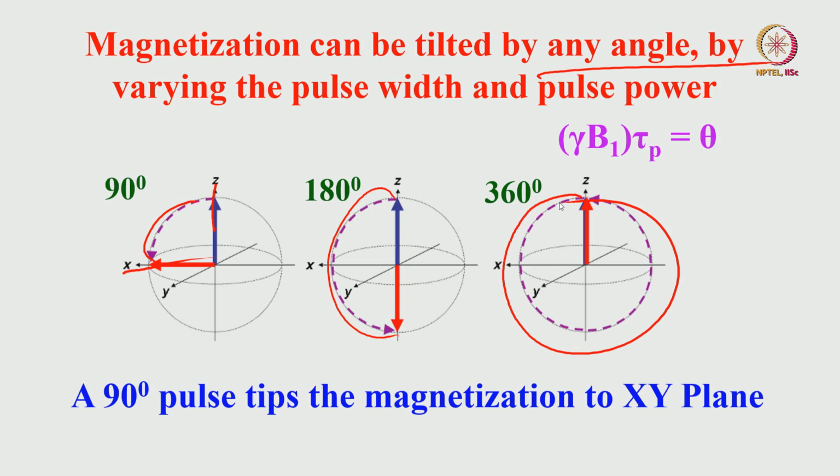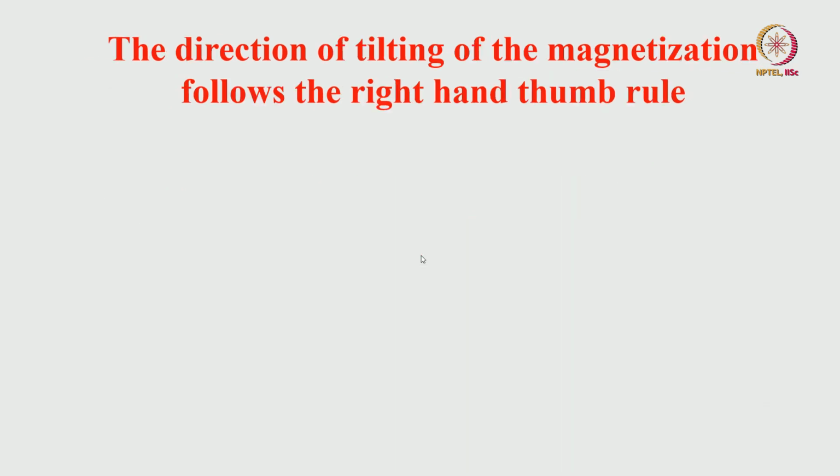Apply a pulse along the x axis, bring the magnetization from the z axis to the y axis, and you put the detector on the y axis, that is what you are going to detect. So if you apply a 90-degree pulse, you bring the magnetization by 90 degrees from z to the x axis. Apply a 180 pulse, take it to the minus z axis. Apply 360, you will bring it back to the z axis. This is what is going to happen.